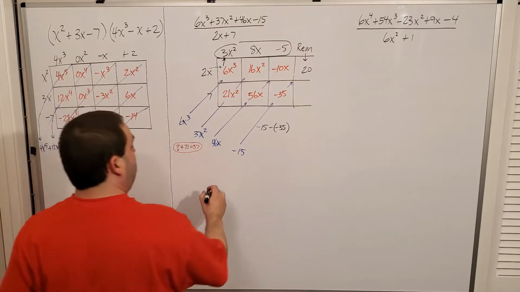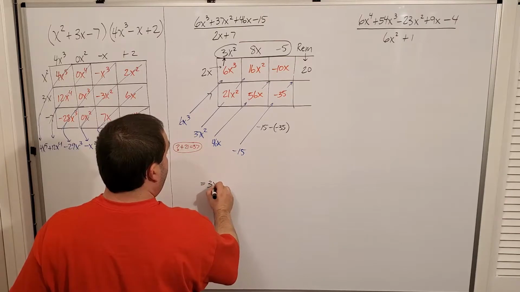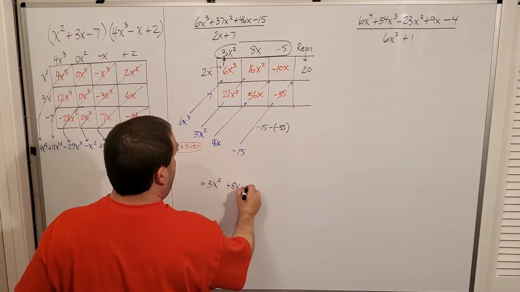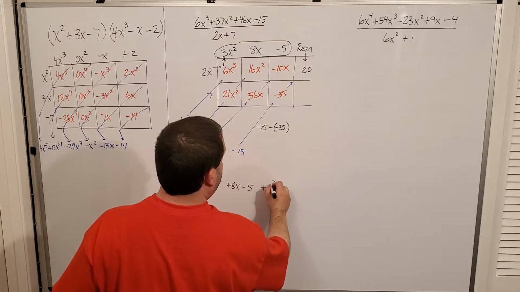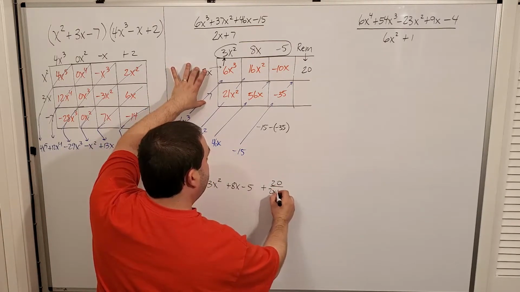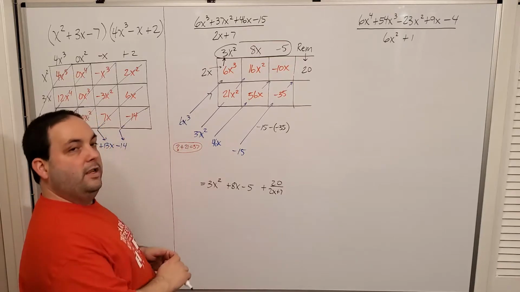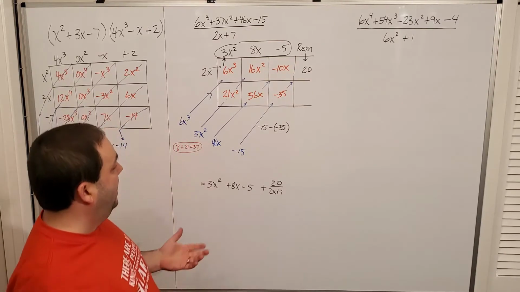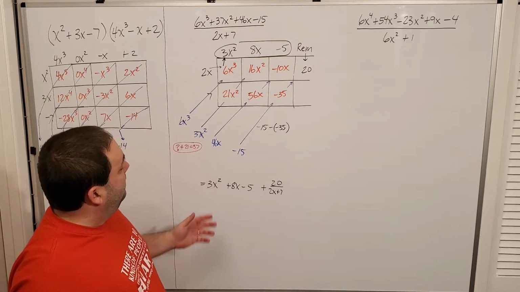So the answer to the division is 3x squared plus 8x minus 5 plus 20 over the original divisor, 2x plus 7. Right? The answer we expected to get. It's the actual answer. Okay?